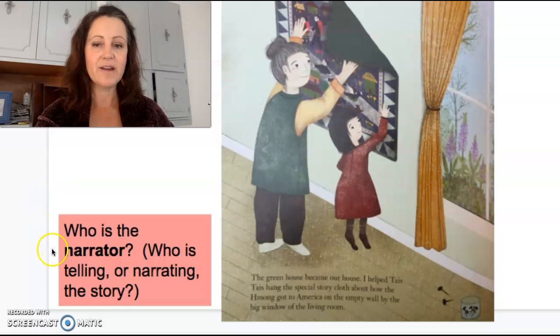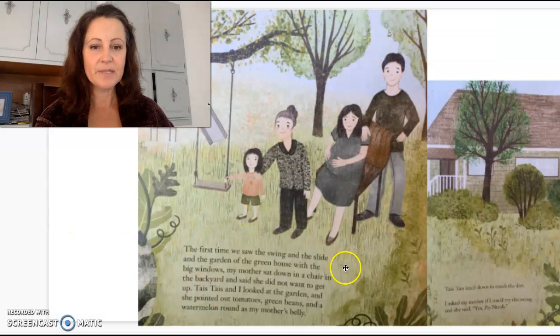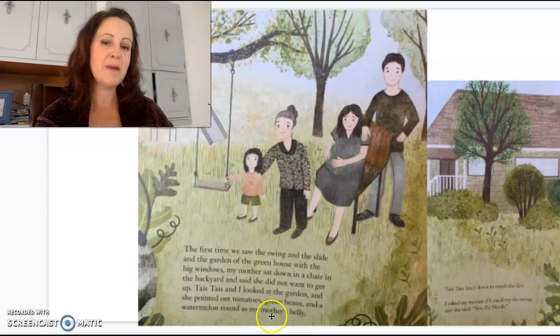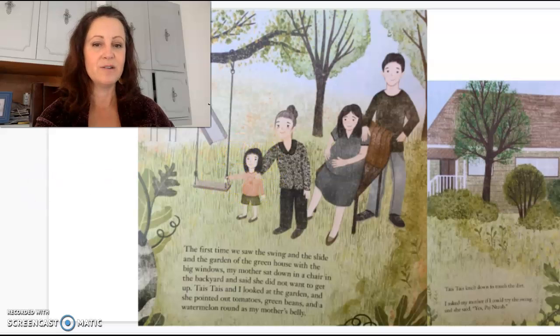Well, if I ask who the narrator is, who's telling the story, it must be either this person or this person, right? Because it says, I helped Tsai Tsai. So I don't know on this page if this is Tsai Tsai or if this is Tsai Tsai and who I is. But when I look back to the previous page, I remember down here, she said that she looked at the garden and that there was a watermelon in the garden that was as round as my mother's belly. So these words, my mother's belly, tell me, well, whose mother is this? It can't be the older woman. It must be her mother. So here is the narrator. It's the little girl who is telling the story.